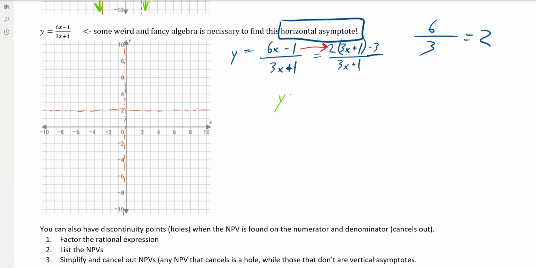So now that we have that, we can actually split it up into two different fractions, both of them over x plus 1. One being this first part, and the second being a negative 3 over x plus 1 like that. So this first one here, hopefully you can see these two parts can cancel. So it's y equals 2 minus 3 over 3x plus 1.